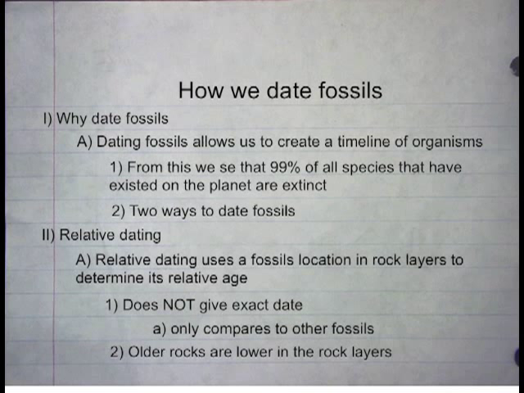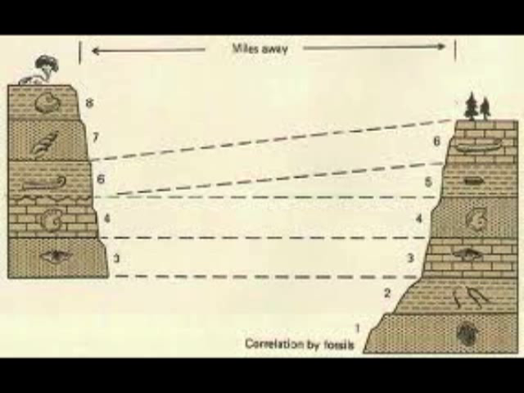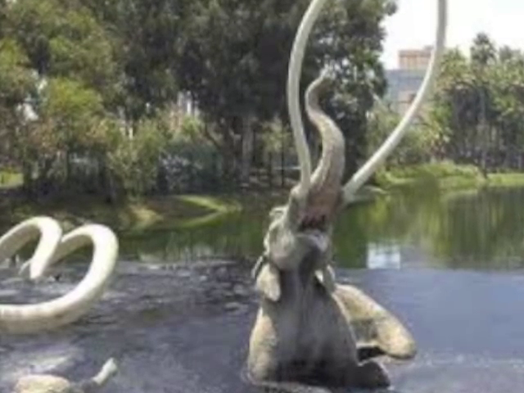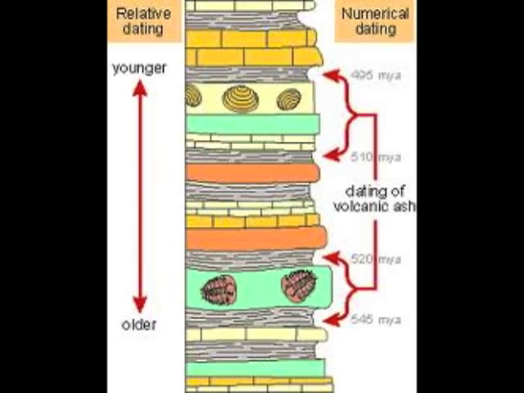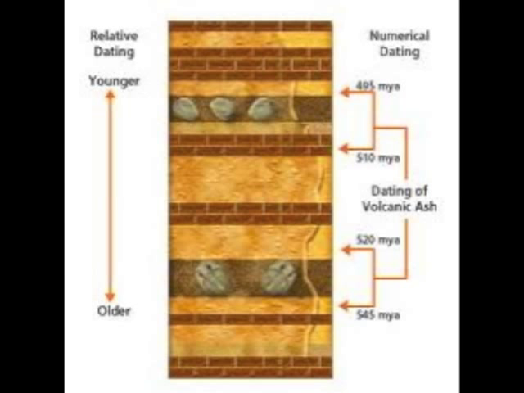Relative dating uses a fossil's location in rock layers to determine its relative age. It does not give an exact date, only compares it to other fossils. Older rocks are lower in the layers, while younger rocks are higher. Relative dating uses sediment buildup to determine the age of fossils. As a fossil is created, it sits in a rock layer. As new dirt is created, it overlaps it, thus meaning that older rocks and fossils are lower in the dirt, and younger ones are higher. Once again, though, this does not give us an exact date, only relative compared to other organisms or a geologic timescale.